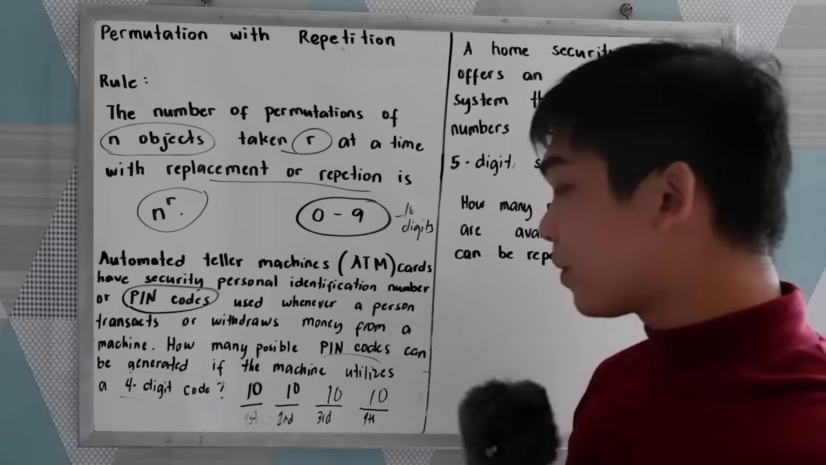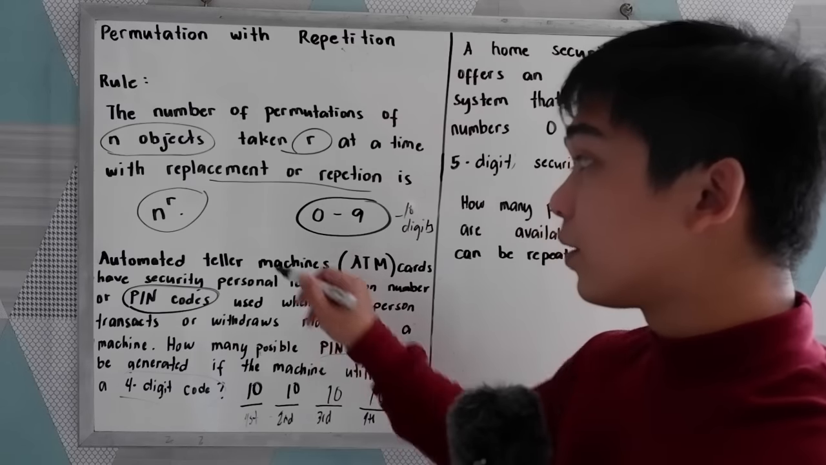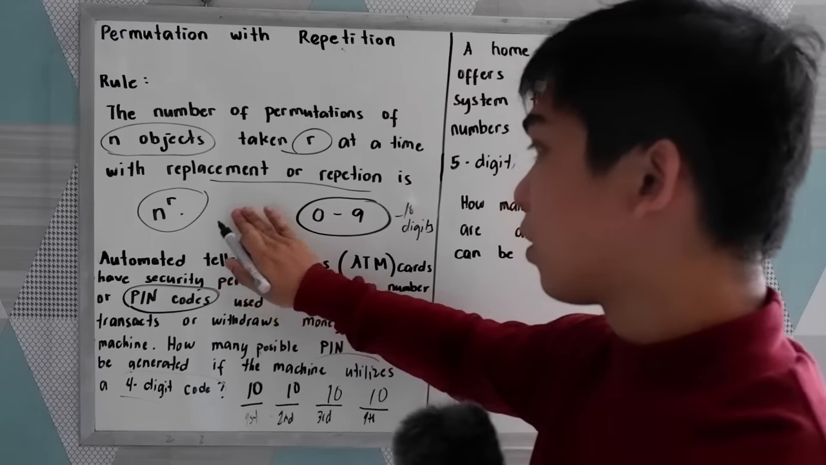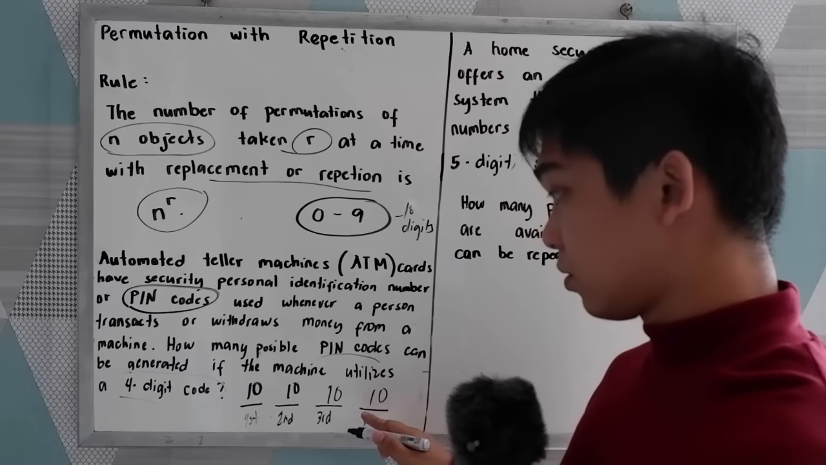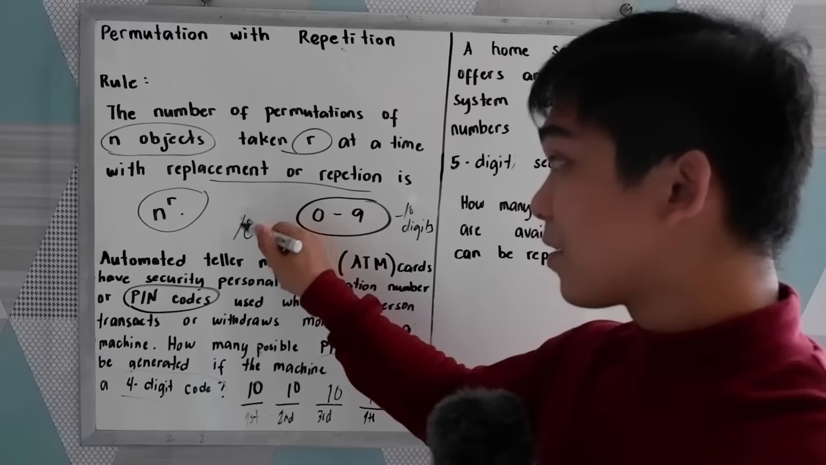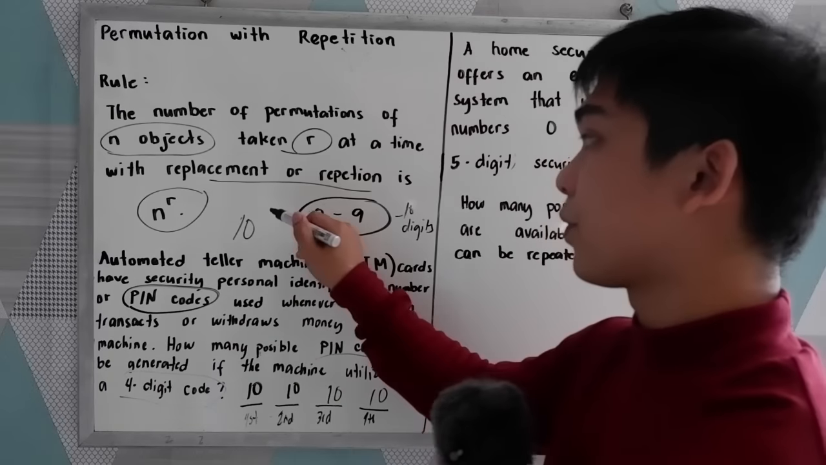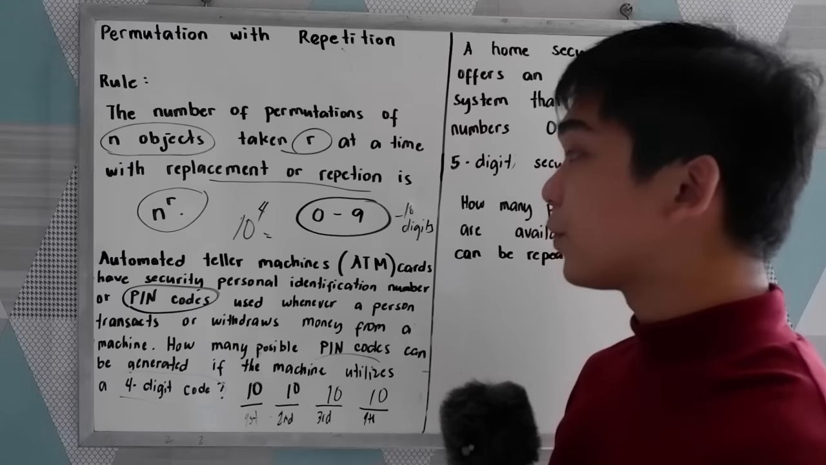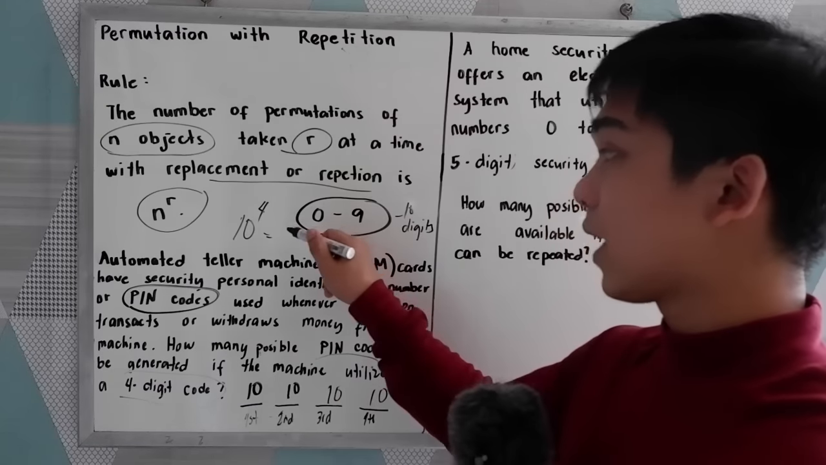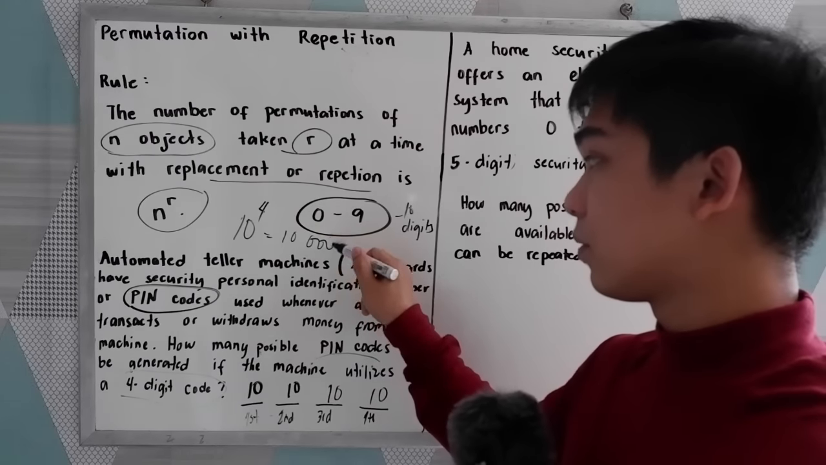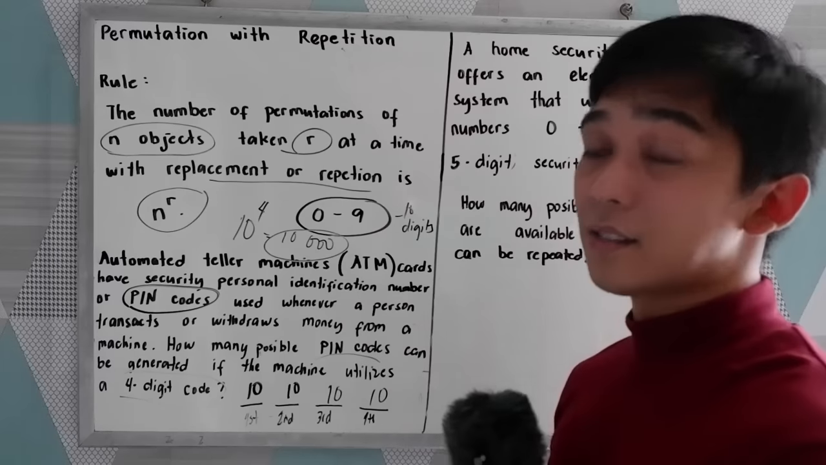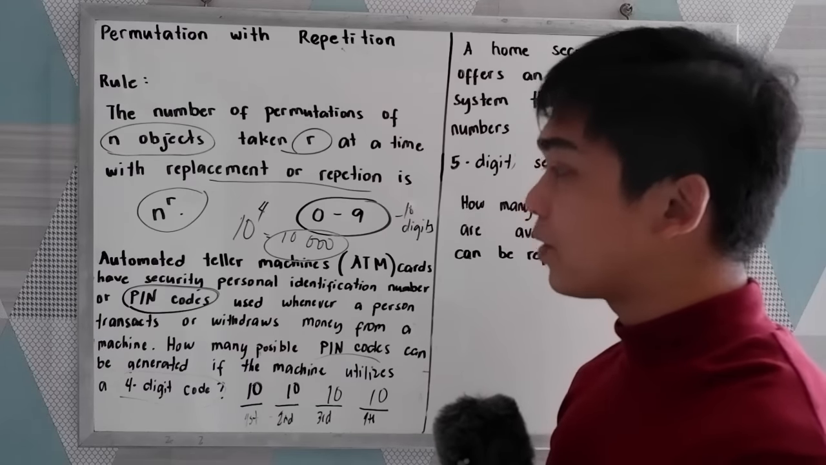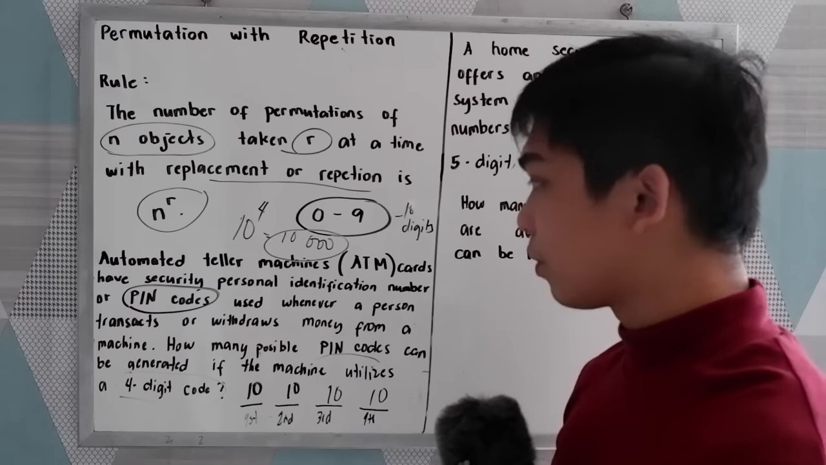Or applying the formula, that is equal to 10 raised to 4. 10 raised to 4 is equal to 10,000. There are 10,000 possible PIN codes that you're going to make.